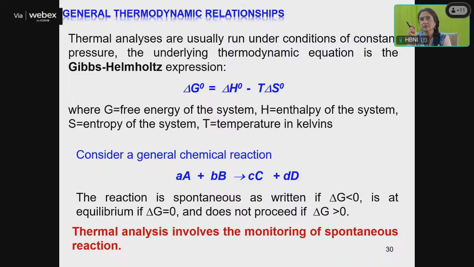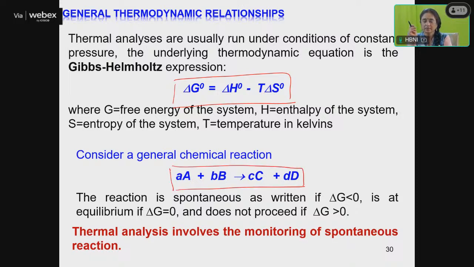Thermal analysis deals with thermodynamics. Normally this is the equation, the Gibbs-Helmholtz equation. It is the most important one. For a reaction like this, when we mix two things and heat the system, you know that the reaction is spontaneous only when delta G is less than 0. At equilibrium, delta G is equal to 0. You must be knowing these thermodynamic things. Any thermal analysis method is closely associated with thermodynamics.